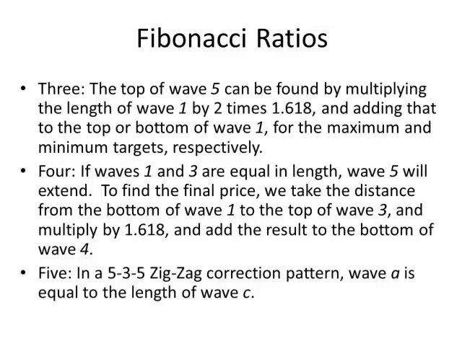Well, we take the length of wave 1, multiply that by 2, so we double it, and then we multiply it by the Fibonacci ratio, 1.618. So now we're going to have a wave 1 that's times 2 times 1.618. We add that length to the top or bottom of wave 1, and this gives us the maximum and the minimum target. If we add it to the top of wave 1, that gives us the maximum target. If we add it to the bottom of wave 1, that gives us the minimum target. The top of wave 5 will be somewhere in between that maximum and minimum. And this is how we are going to find wave 5.